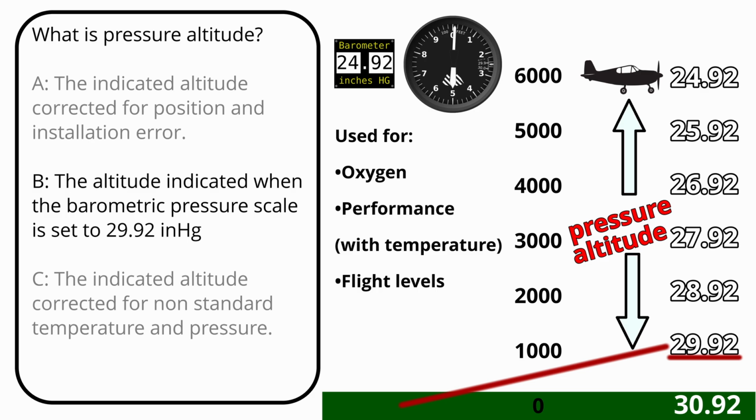Answer A, by the way, is describing a less used term called calibrated altitude. That phrase, position and installation error, is also used for calibrated airspeed, and like calibrated airspeed, the difference between indicated and calibrated altitude is usually pretty small.